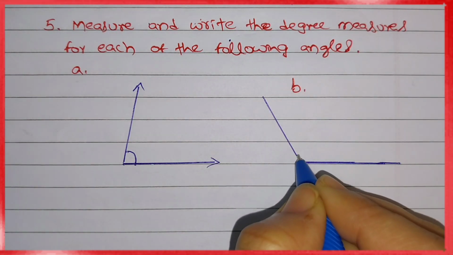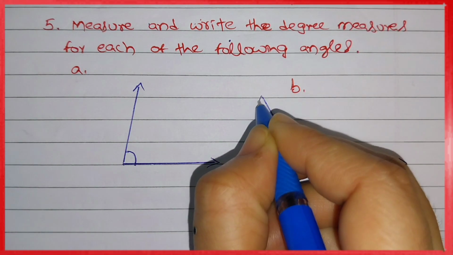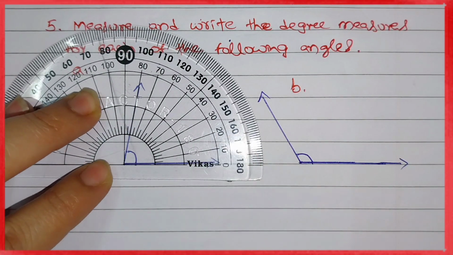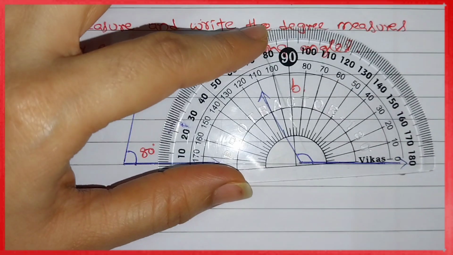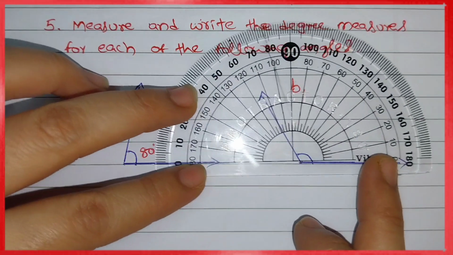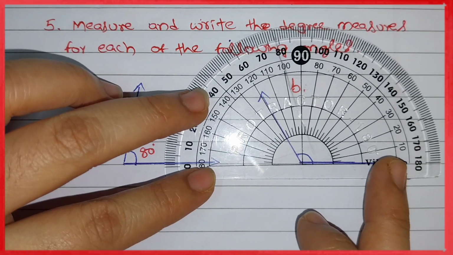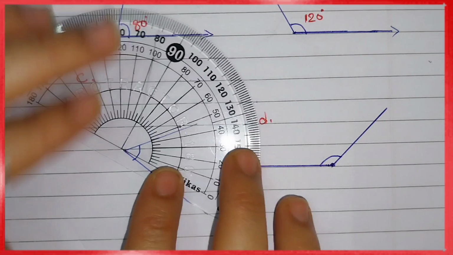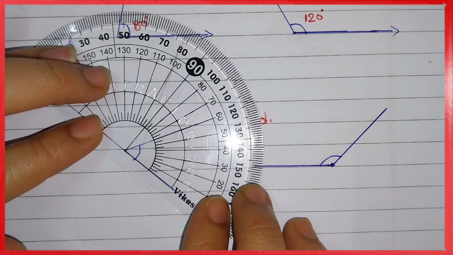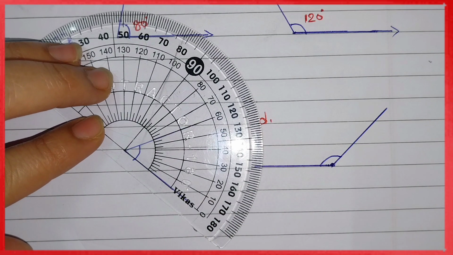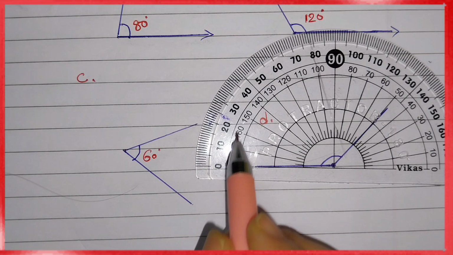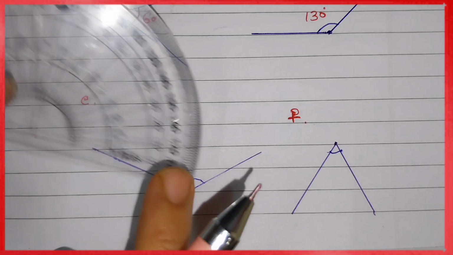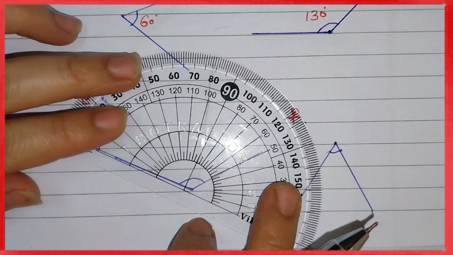The fifth question is: measure and write the degree measures for each of the following angles. The first picture, if you place the protractor like this and measure the angle, we will get 80 degrees. For picture B, you have to place the protractor like this and measure the angle. So we will get 120 degrees. Next, place the protractor like this and if you measure the angle, we will get 60 degrees. Next, place the protractor like this and now you have to see the outer scale. So we will get 130 degrees.